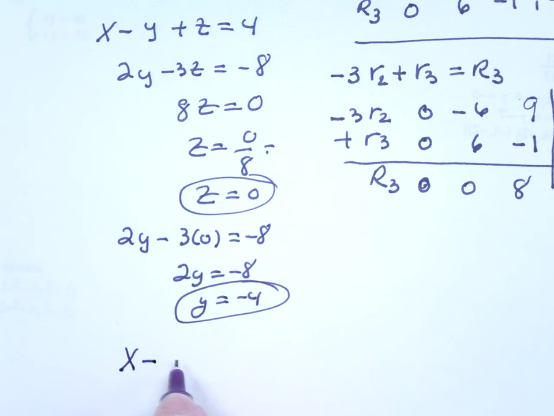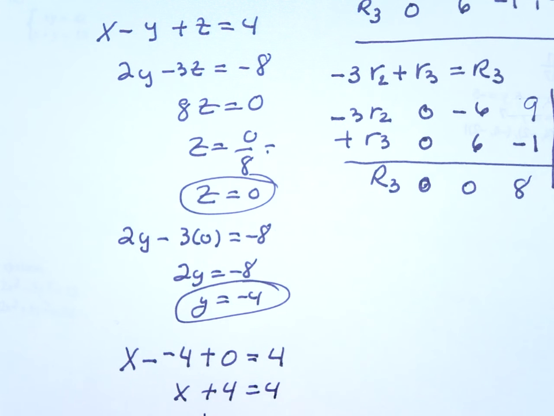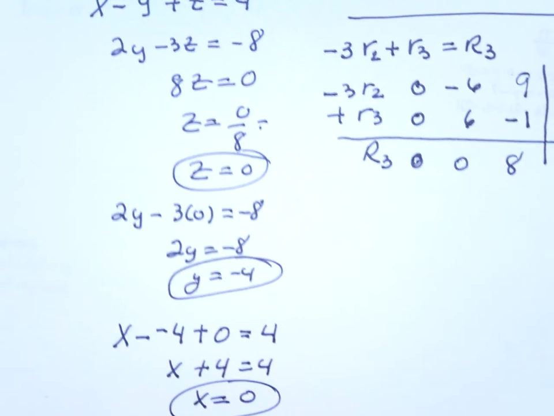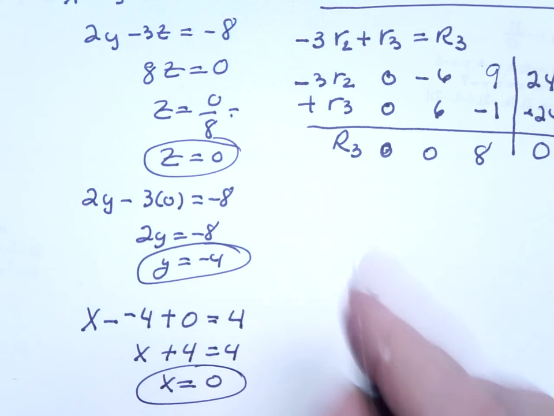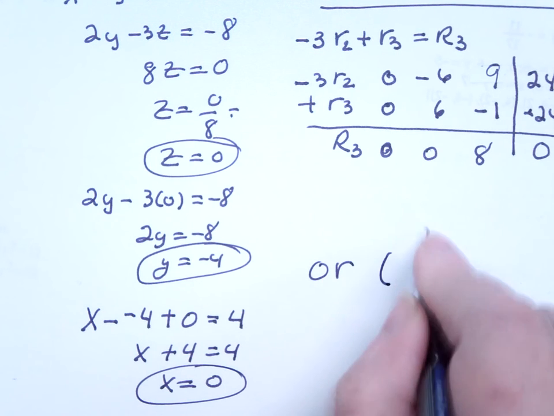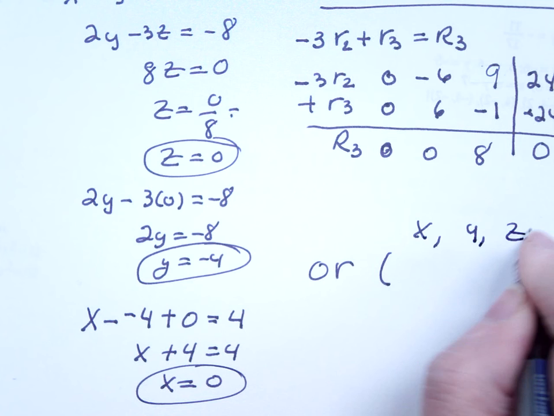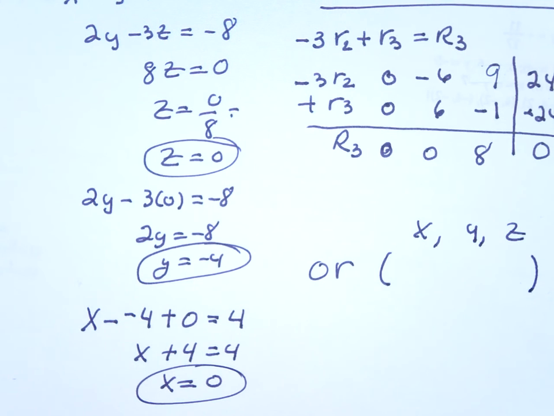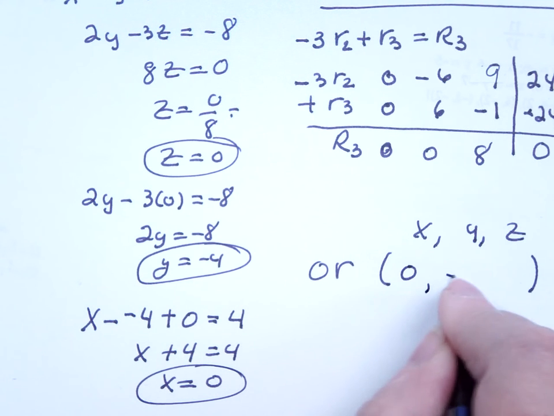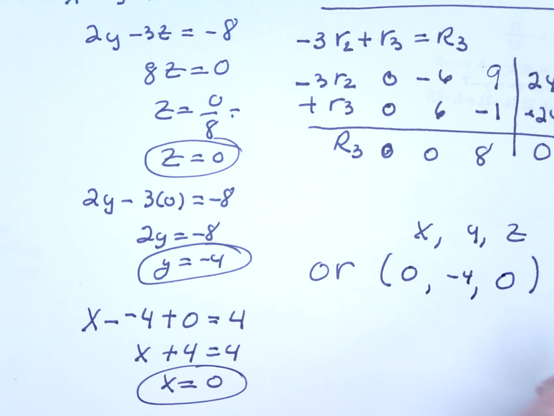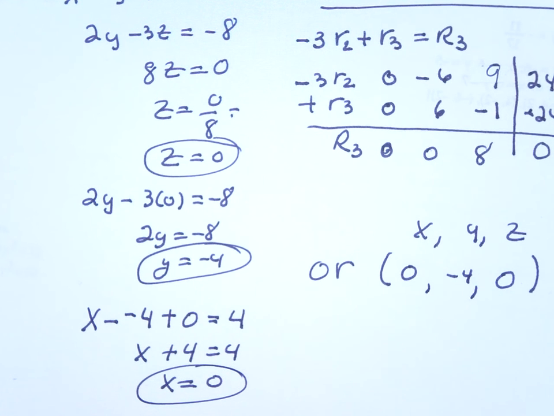X minus y, which is negative 4, plus z, which is 0, equals 4. X plus 4 equals 4. X equals 0. So we have x, y, and z, or you can write it as a coordinate point, x, y, z. X is 0, y is negative 4, z is 0. So that problem did take a full page.